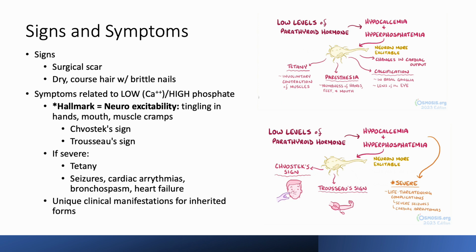So one of the hallmarks of this hypocalcemia, and I'll say it again, one of the hallmarks, is neuroexcitability. This person might come in having some tingling in the hands and mouth and muscle cramps, and you might automatically be going down the TIA route, but there are some very specific signs that are directly related to low calcium. So one of those is the Chvostek sign, and that is when you tap on the facial muscles and they twitch.